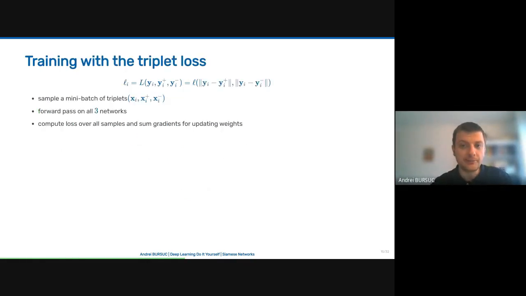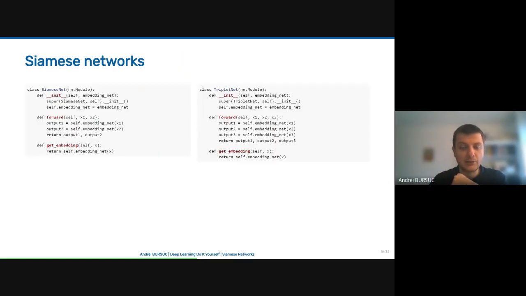How do we train these? It's quite similar as before. We sample mini batches of triplets. Here we have to do a bit more tuning to make sure that for each sample we always have a positive and a negative in the same mini batch. But usually this works relatively well. You can look at the samples in your mini batch to fetch those negatives. We do a forward pass on all these three samples on the corresponding networks, and then we compute the loss over all samples and sum the gradient for updating weights.